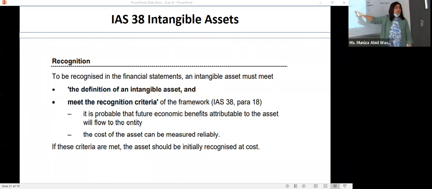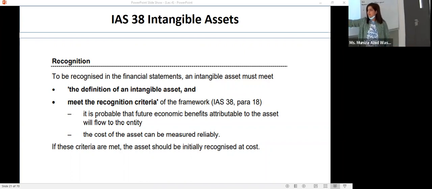Initially, if the recognition criteria are met, then the asset should initially be recognized at cost. Initially, we have to recognize the intangible asset at its cost. Subsequently, we are going to discuss later, but you should know that subsequent measurement can be using either a cost model or a fair value model.